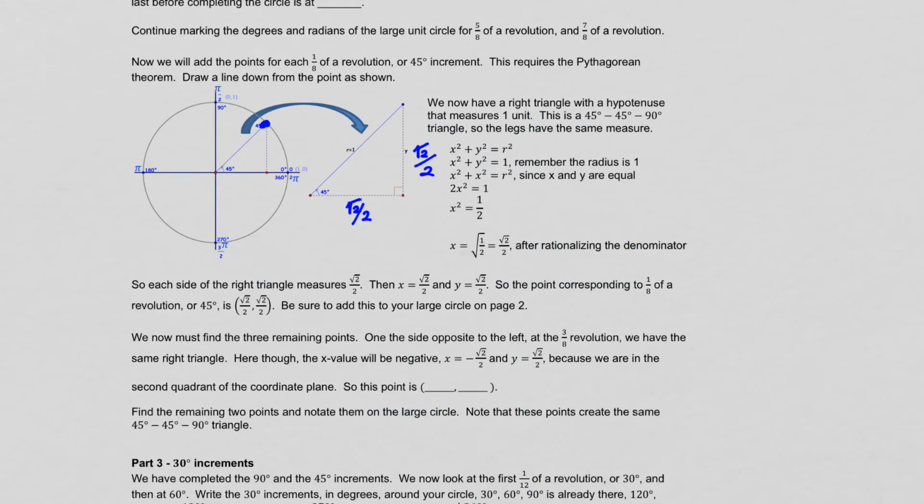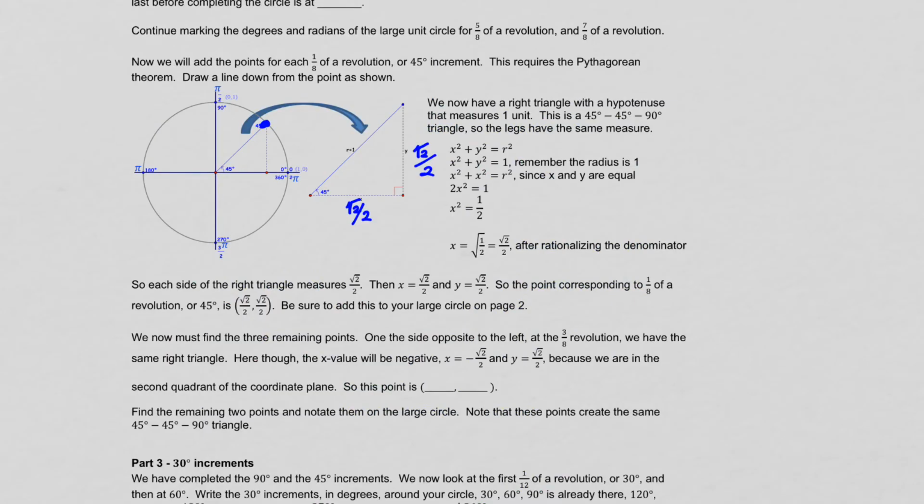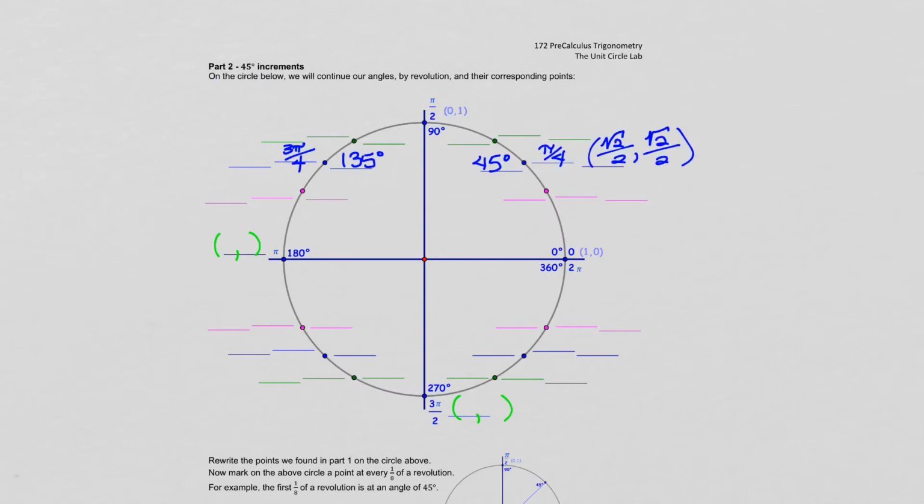Then moving forward, it says we must find the remaining 3 points. On the opposite side to the left at the 3/8 revolution, so I'm talking about right here, we have the same right triangle. Here, though, the x value will be negative, so it tells you that x is negative root 2 over 2. But y will still be positive.